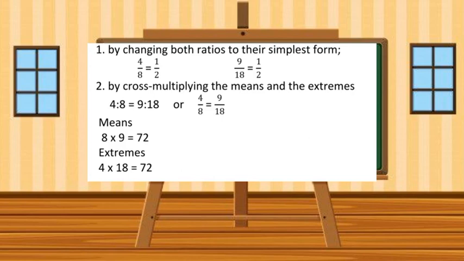First, by changing both ratios to their simplest form. 4/8 equals 1/2. 9/18 equals 1/2. Second, by cross-multiplying the means and the extremes. The means here are 8 and 9. The extremes are 4 and 18. That means 8 times 9 equals 72 and 4 times 18 equals 72.